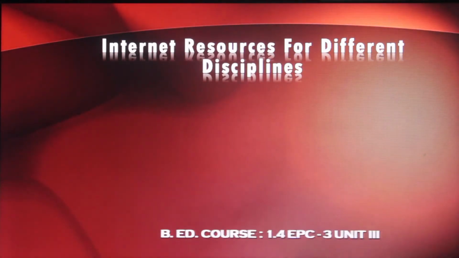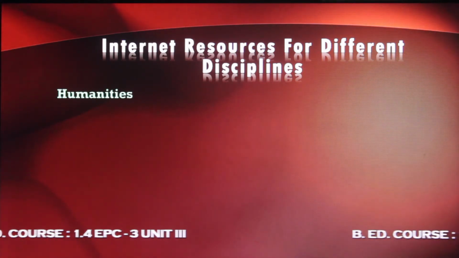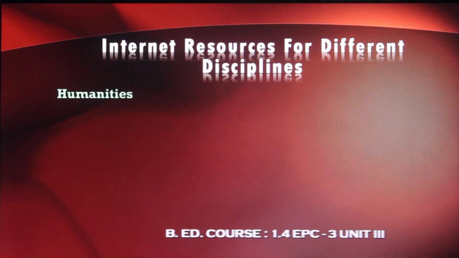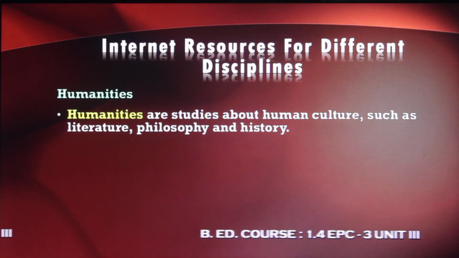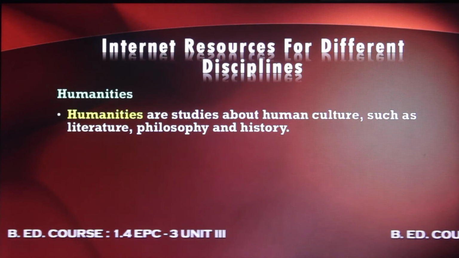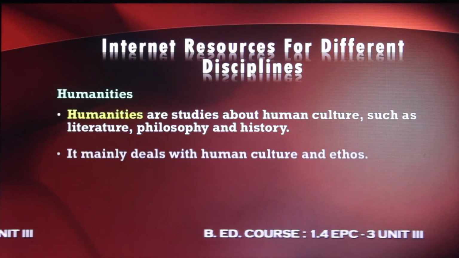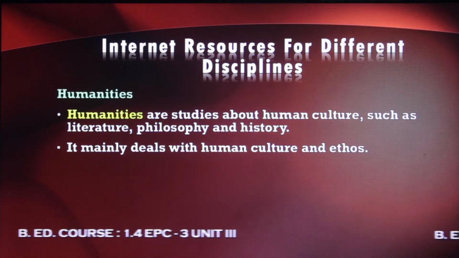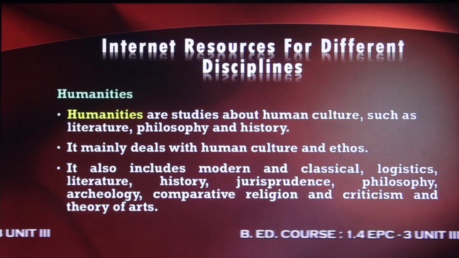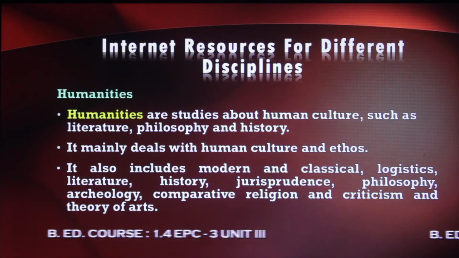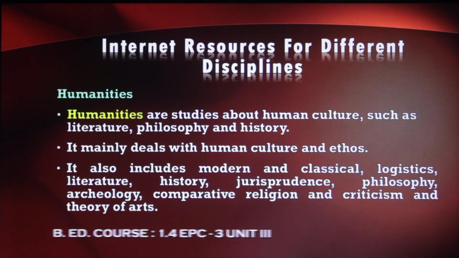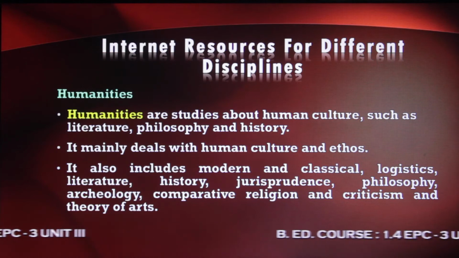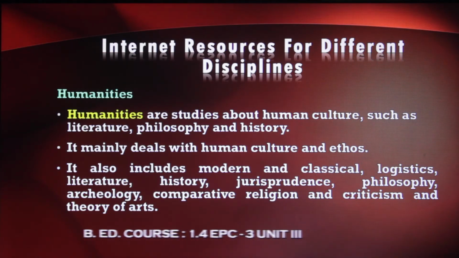Now we have another discipline called the humanities. You find in class 11, 12 that there is a separate path for humanities. Humanities are studies about human culture such as literature, philosophy, and history. It mainly deals with human culture and ethos. It also includes modern and classical linguistics, literature, history, jurisprudence, philosophy, archaeology, comparative religion and criticism, and theory of arts.